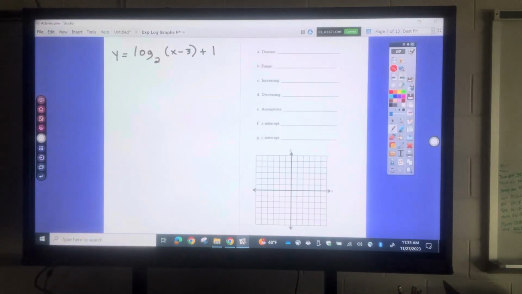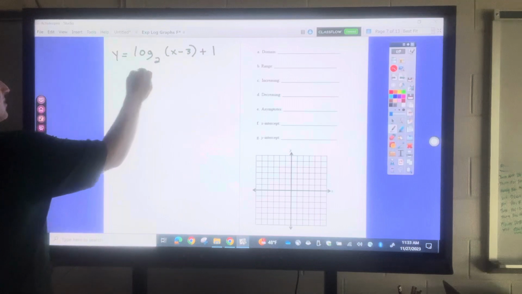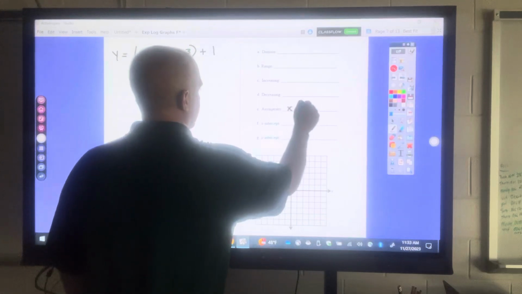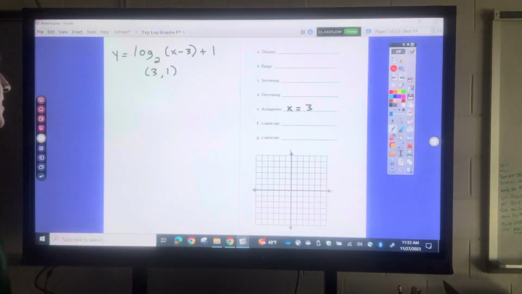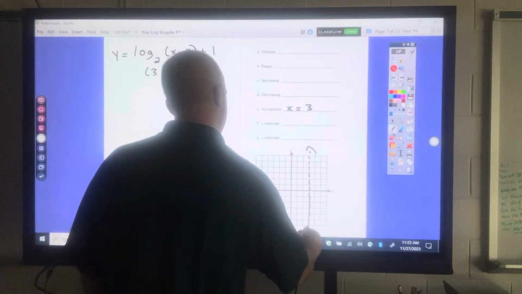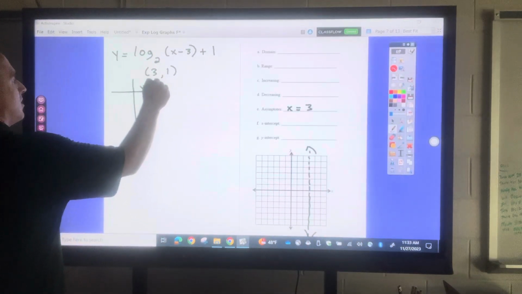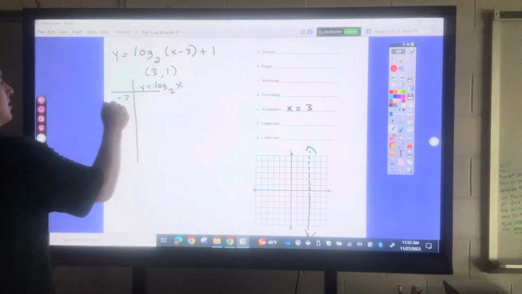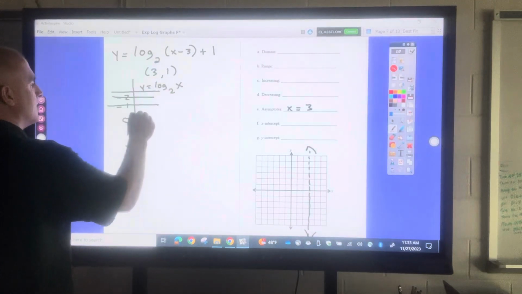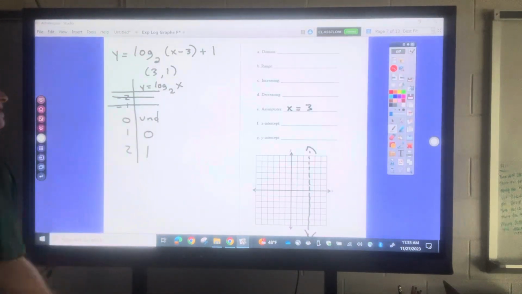Okay, so on this one, I want to solve the inside, which would be 3, and keep the outside, which is 1. My asymptote here is x equals 3. Now for this one, I'm doing y equals log base 2 of x. I can't use this, and I know that 0 is going to be undefined. Log base 2 of 1 is 0. Since those are the same numbers, I automatically know it's that.